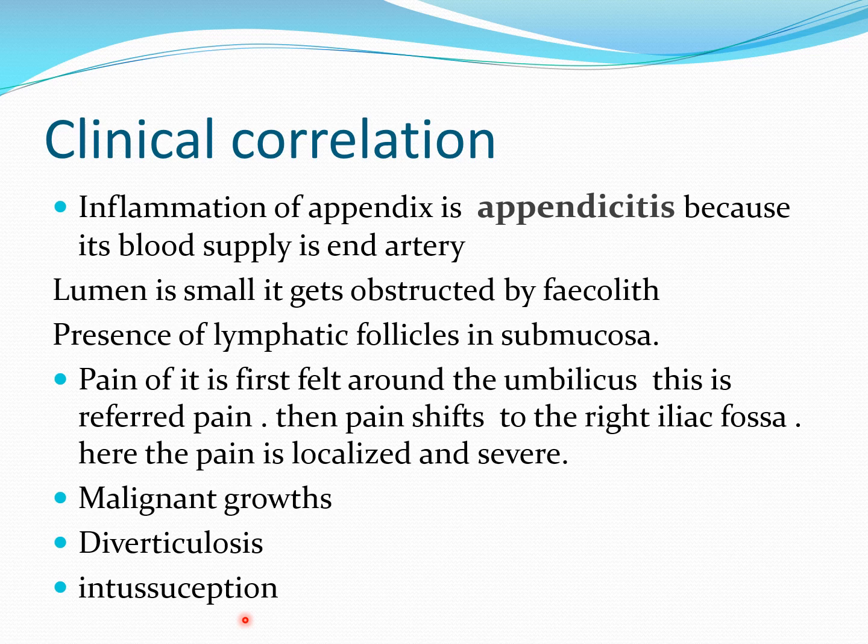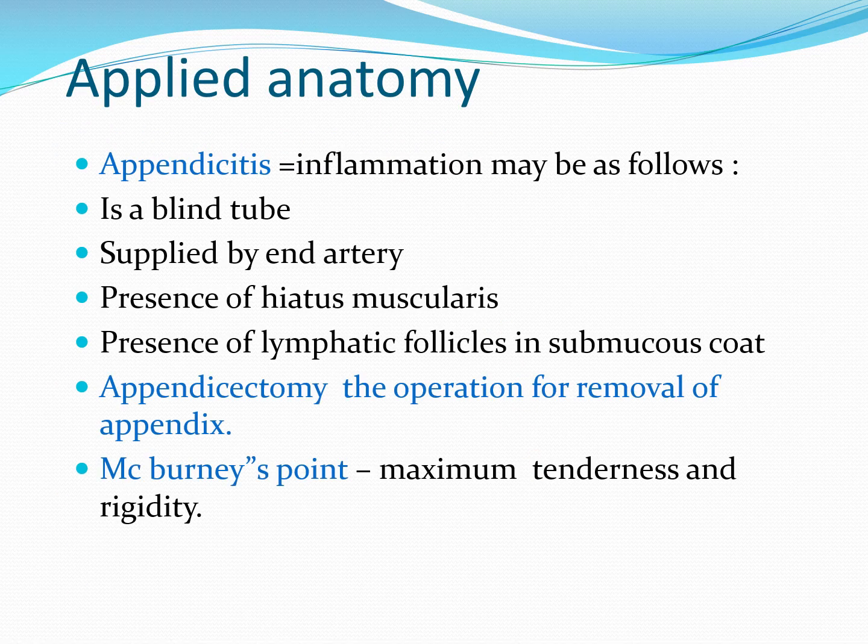So these are the common conditions if there is maximum tenderness at McBurney's point. So what is appendicitis? It is inflammation of a blind tube supplied by an end artery, with a hiatus in the muscularis and lymphatic follicles in the submucosa. Appendicectomy is the operation for removal of the appendix. Here there is maximum tenderness and rigidity at this point, which is given the name McBurney's point. McBurney's point is the site of maximum tenderness in appendicitis.